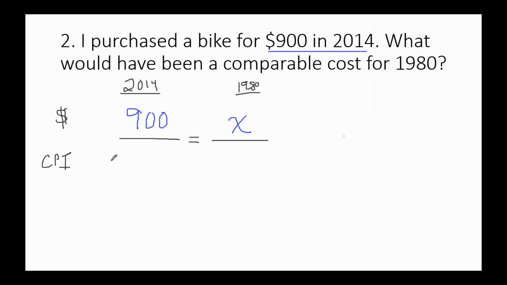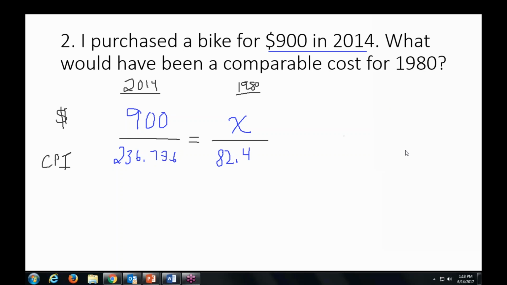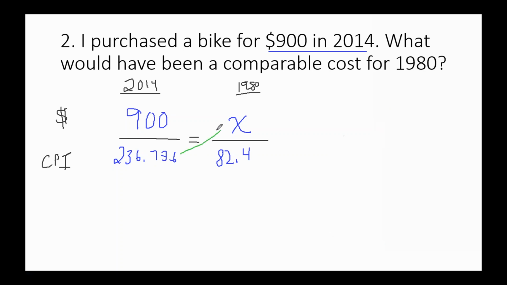For the bottom, our denominators, the CPI values come from the table. So if you look at page 44, you will see that the annual CPI value for 2014 was 236.736, and for 1980, it's 82.4. Once I have that written, now it's just a proportion, which we solved 500 of those over the last week. So we're going to cross multiply and solve that.